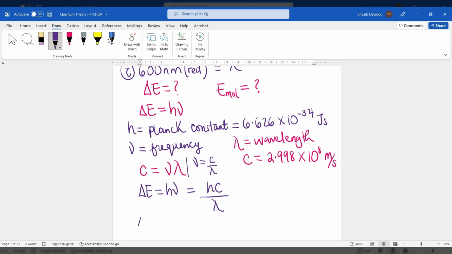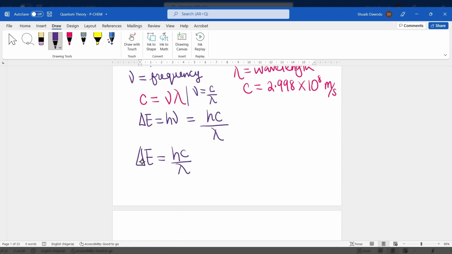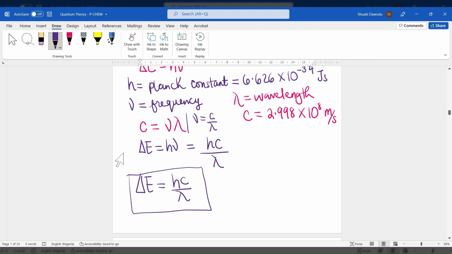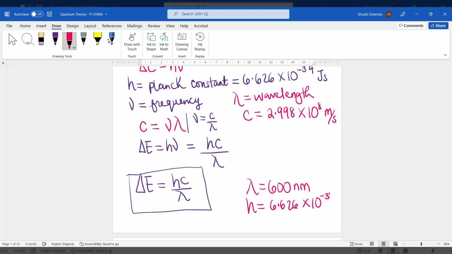So the formula becomes change in E is equal to hc divided by wavelength. That is the formula we're going to use. You can see how I've combined it from h nu to hc divided by lambda. Now we have the value for wavelength to be 600 nanometer, and the value for Planck's constant to be 6.626 times 10 raised to the power of negative 34 joule seconds.